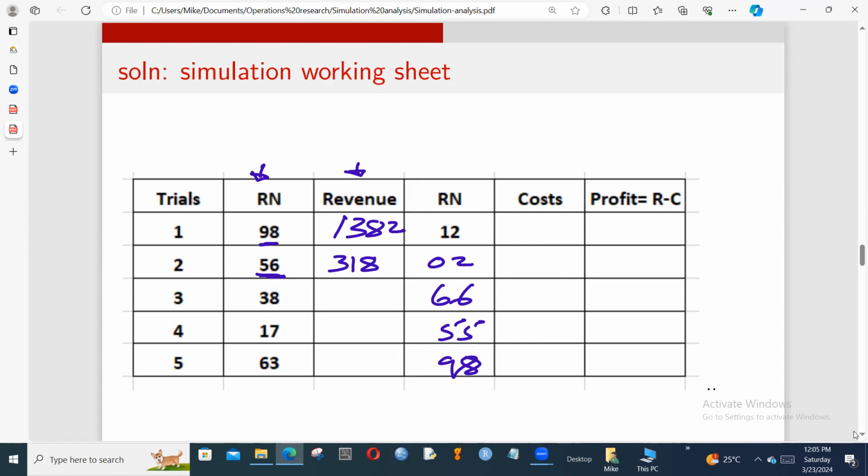Yes. Hello? Yes, Mwalimu. Now let's complete that column, then we compare.